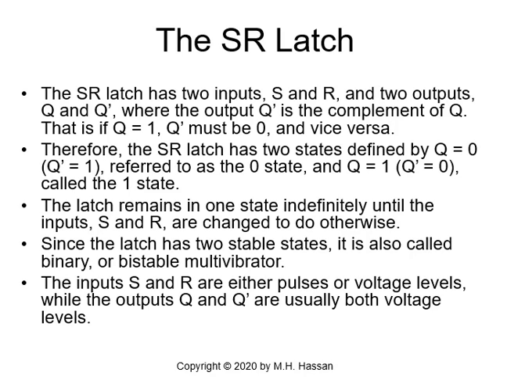has 2 inputs S and R and 2 outputs Q and Q prime, where the output Q prime is the complement of Q. That is, if Q is 1, Q prime must be 0 and vice versa. Therefore, the SR latch has 2 states: Q equals 0 or Q prime equals 1, referred to as the 0 state, and Q equals 1 or Q prime equals 0, and this is called the 1 state.